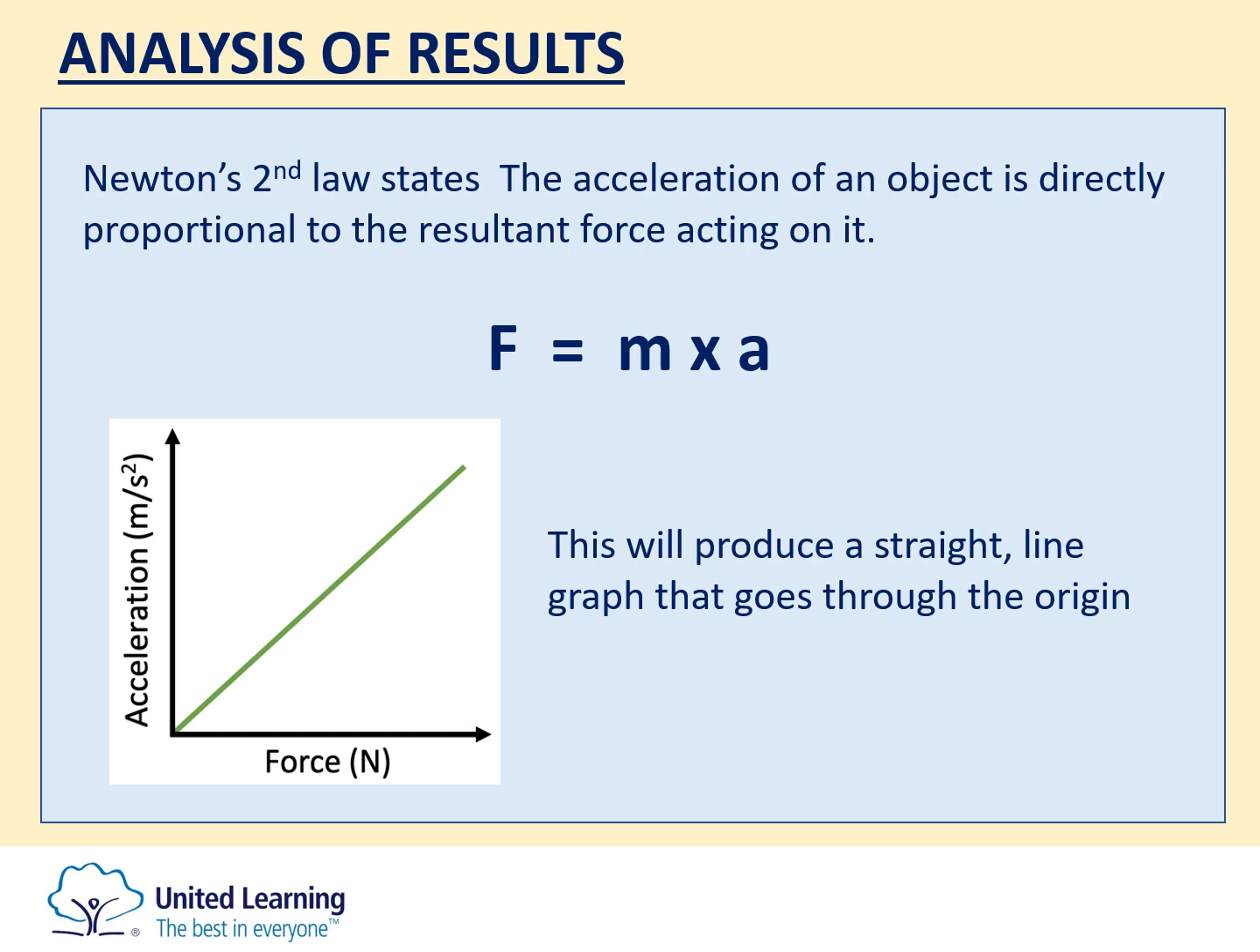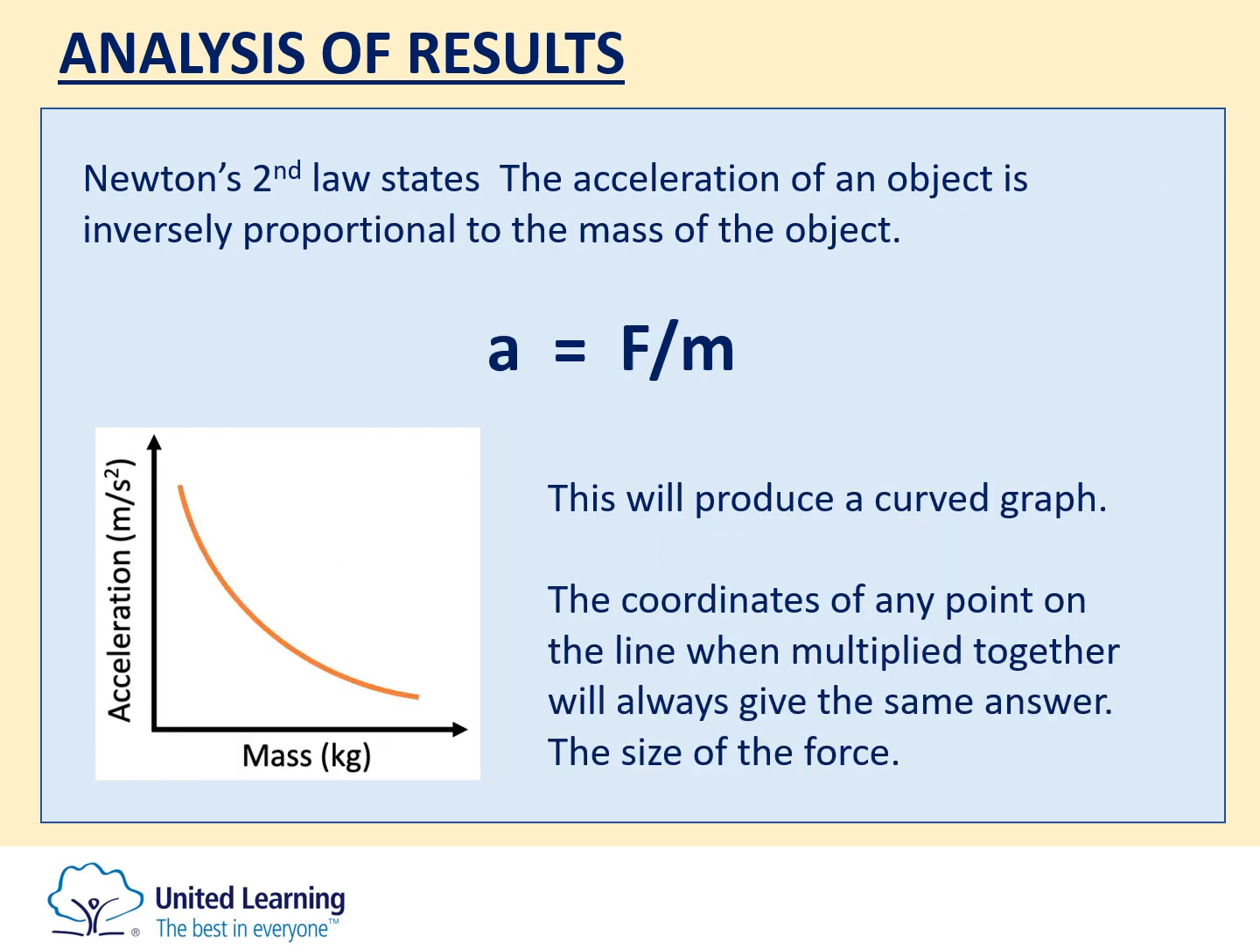For the second experiment, where we were changing the mass, if we rearrange the equation for Newton's second law, you can see that acceleration is inversely proportional to the mass of the object. And so when you plot those results, you will get a curved graph like the one shown here. Mass is the independent variable on the horizontal axis, acceleration is on the vertical axis.